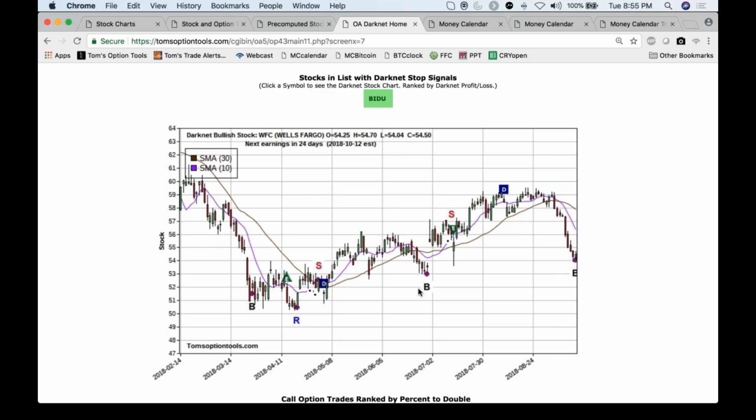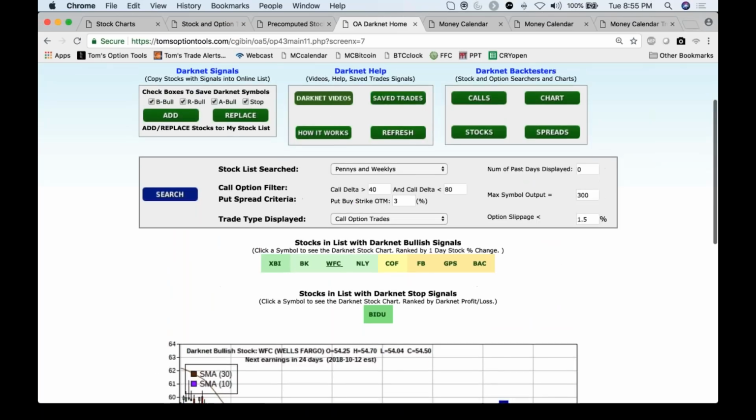All right. Now, what I can do is go back and look and say, the last time we had signals, buy, rebuy, sell, that's profitable. Buy, sell, that was profitable. So this might be one worth looking at. Wells Fargo. What else do we have here?